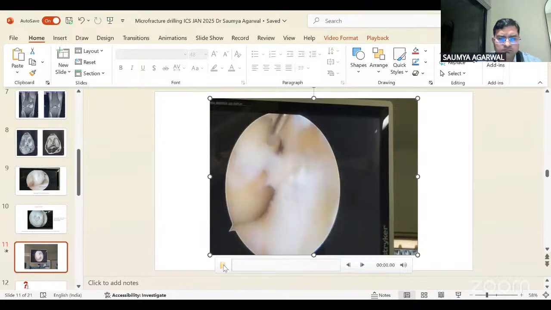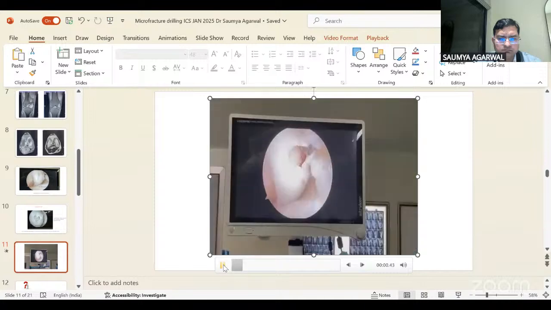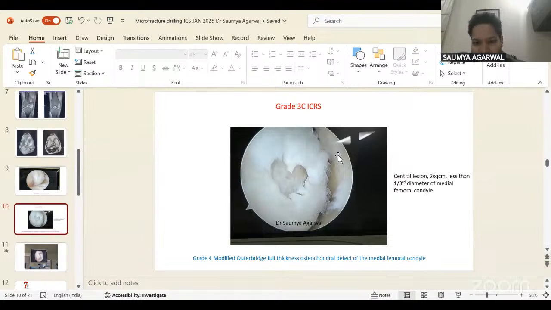So this was a flap and this was the lesion, after I cleared the flap. Approximately 2.5 by 2 centimeters was the lesion, and it was a grade 4 modified Outerbridge full thickness osteochondral defect of the medial femoral condyle, and it was grade 3C ICRS. So I would like to ask the panel, what would be the options for this type of lesion?